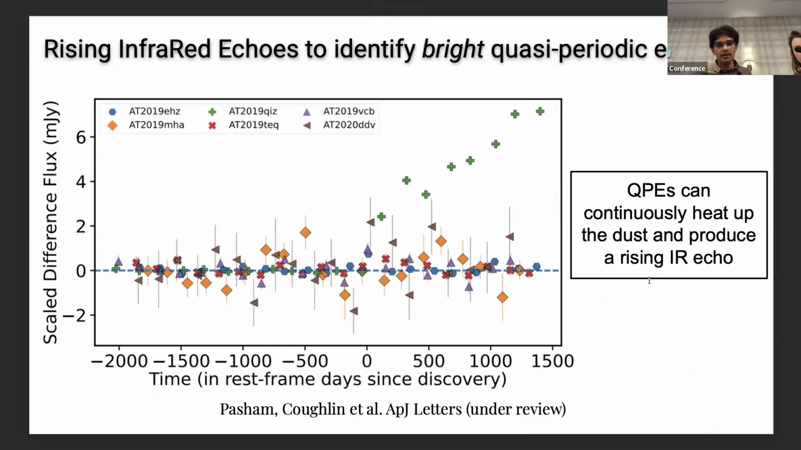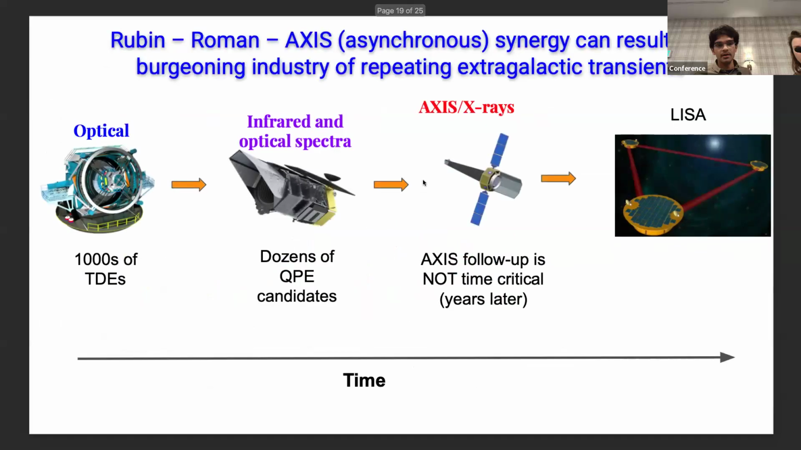The other thing we've found is that, again, 2 of the 4 QPE systems have this rising IR echo. So in green here is the QPE system, and the others are just normal TDEs. As you can see, the one QPE system here is showing this nice rising echo. The basic idea is these QPEs would heat up the dust around it, and that would imprint the signal of a rising IR echo.